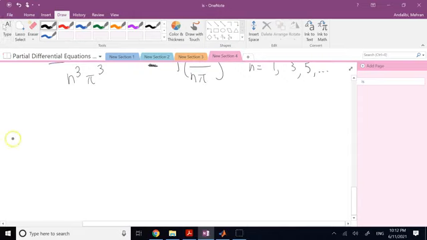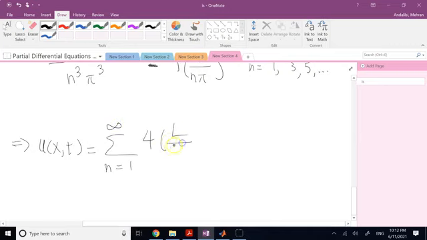So ultimately, after all of this effort, my solution u(x,t) is going to be the summation, n goes from 1 to infinity, of 4 times (L over n pi) cubed, sine of n pi x over L, cosine of c n pi t over L. Okay?